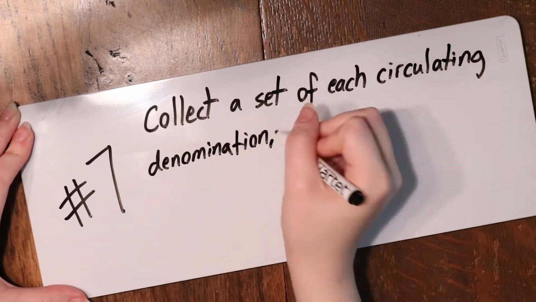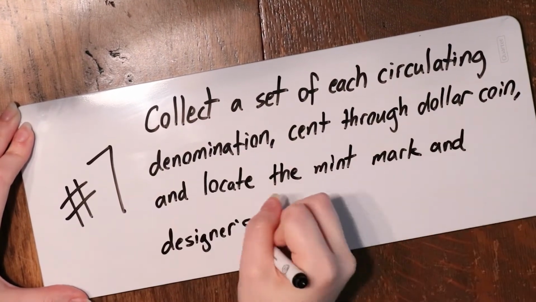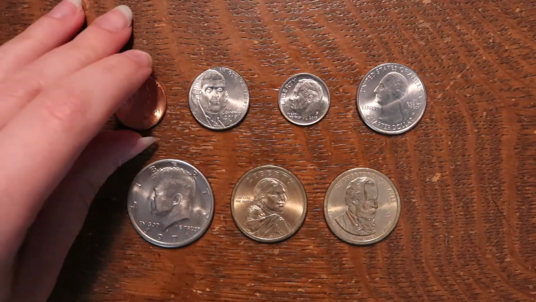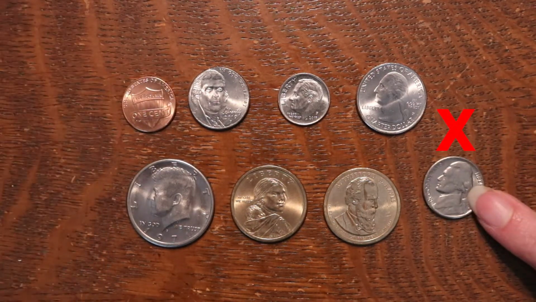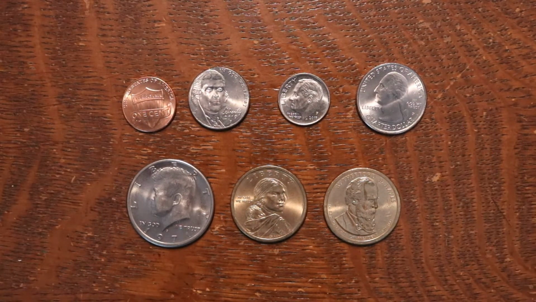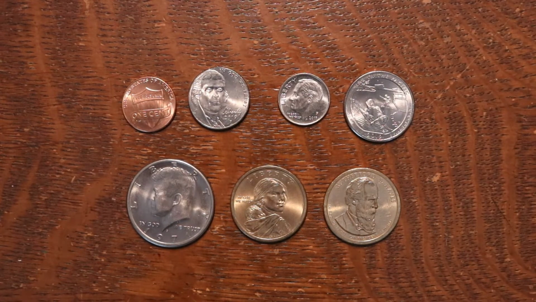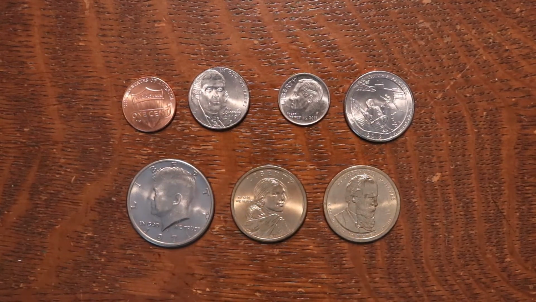Requirement 7. Collect a set of each circulating denomination, cent through dollar coin, and locate the mint mark and designer's initials. This is what a set of current coins should look like. The cent should have a shield on the reverse, and the nickel should have Jefferson off to the side. The dime hasn't changed since 1946, so any dime should work. The quarter should be from 2010 or newer and will be part of the America the Beautiful series, which features national parks on the reverse. The half dollar hasn't changed since 1964, but will probably have to be gotten from a bank. Finally, the dollar coin should be anything from 2000 or newer. It may have Sacagawea on the obverse or one of the presidents. There are multiple series of dollar coins that are still current.